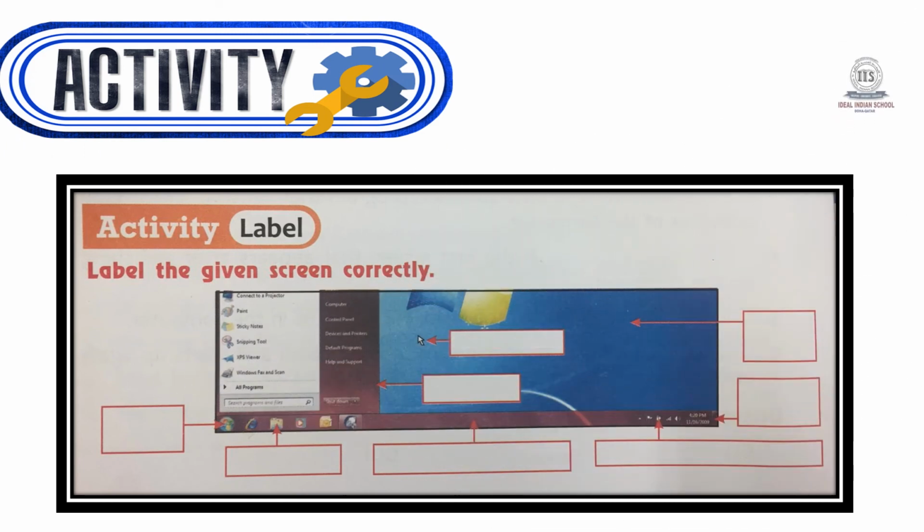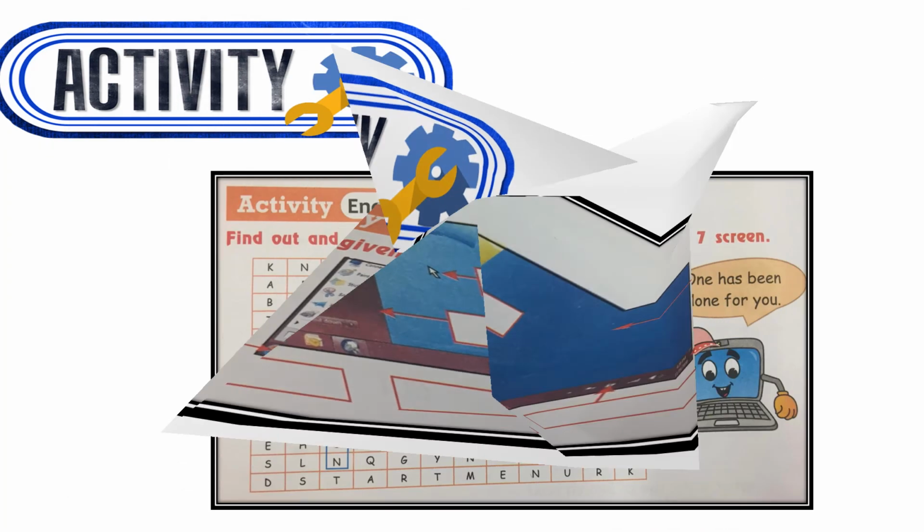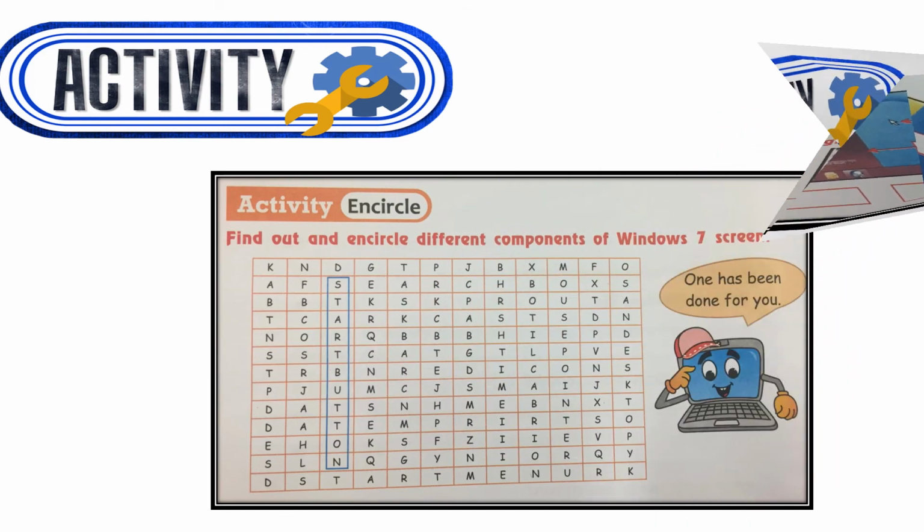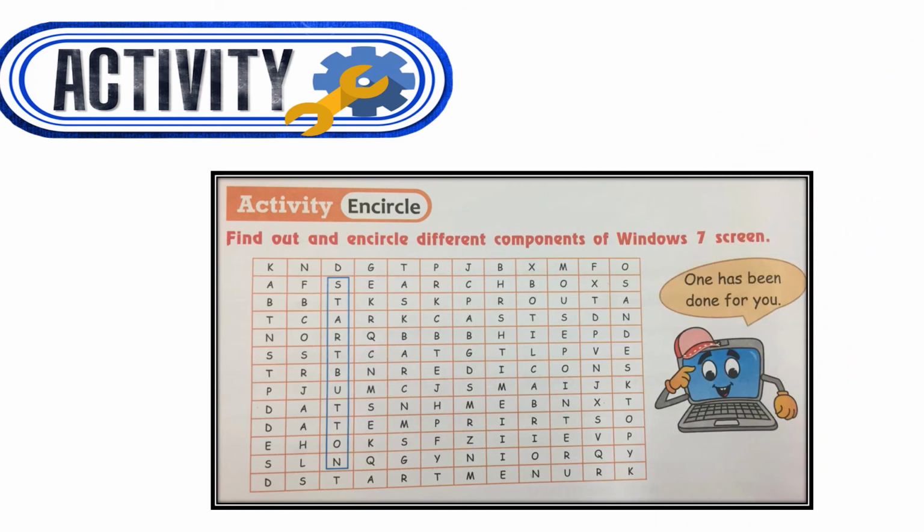Now it's time for activity. The first one is to label the given screen correctly. Different components of the Windows 7 screen. These two activities are given on page number 34 of the reader. Kids, you have to complete the activity and refer to the worksheet which is given.